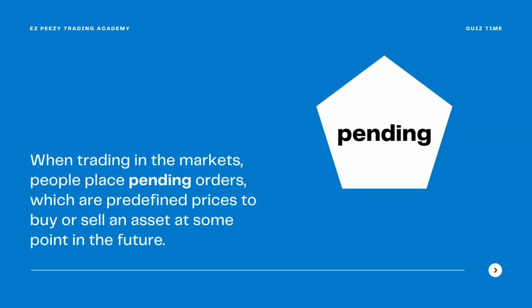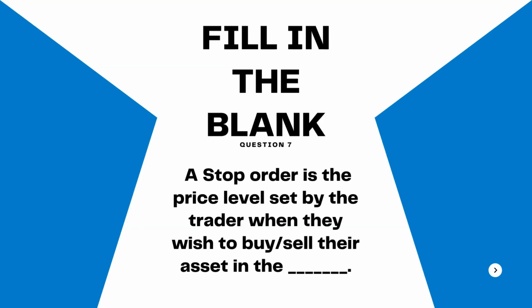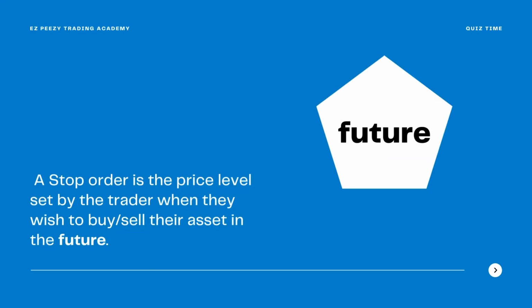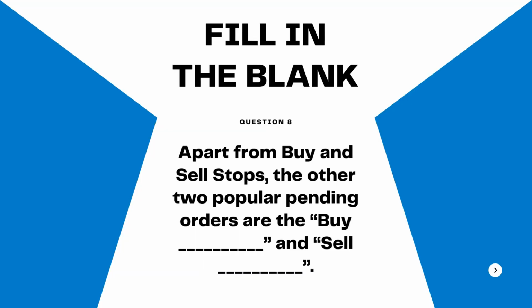So what kind of orders? Pending. When trading in the markets, people place pending orders, which are predefined prices to buy or sell an asset at some point in the future. A stop order is the price level set by the trader when they wish to buy or sell the asset in the past, present, or future. Which one do you think? A stop order. If it's a pending order, it's in the what? Future. Pending orders are always in the future. And a stop order and a limit order, those are all in the future, right?